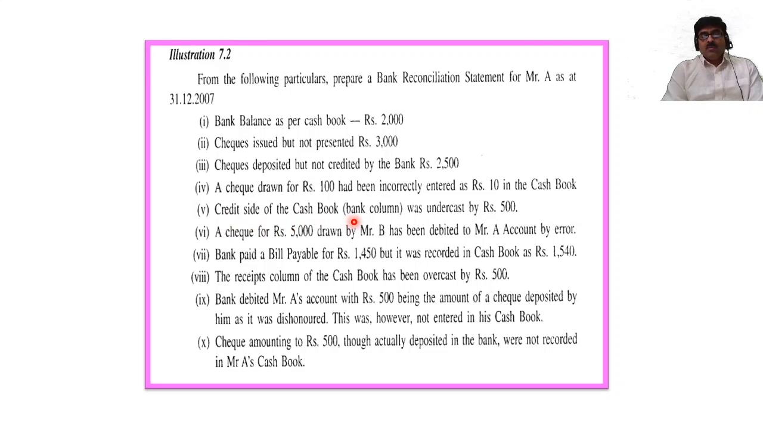Credit side of cash book bank column was undercast by 500 rupees. Credit side means expenses side in the cash book. Undercast by 500 rupees means there is an excess deduction in the cash book. Cash book balance decreased. To equal that of the passbook, we have to add this amount.